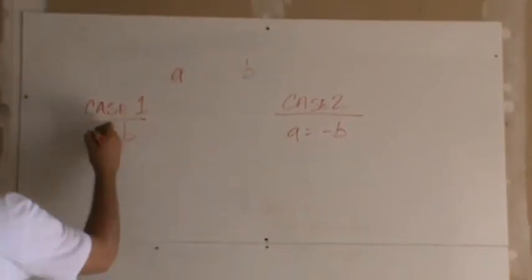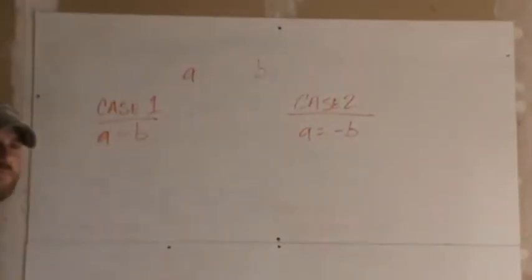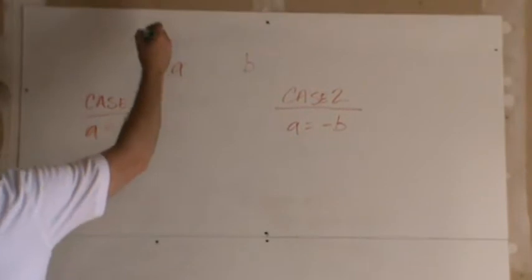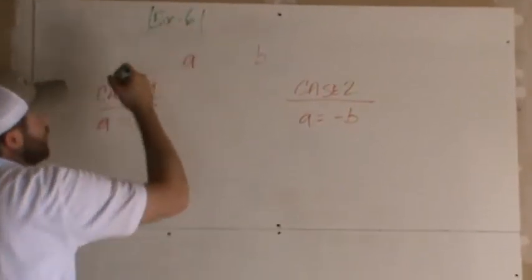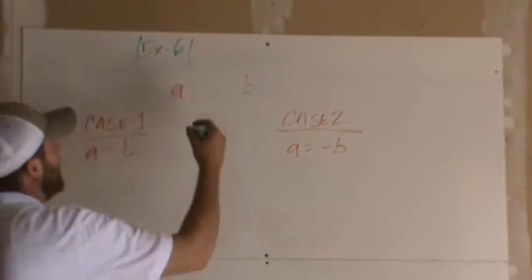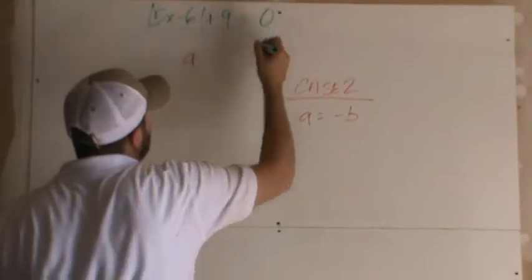Let's say the initial problem, I'm going to go ahead and rewrite that back in. What if it was 5x minus 6? We'll put absolute values around that, plus 9 equals, we'll put 0 on that side.